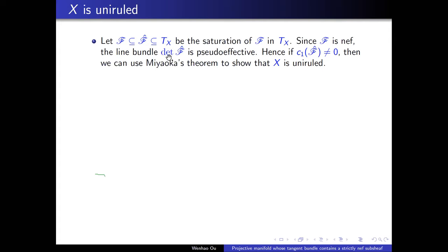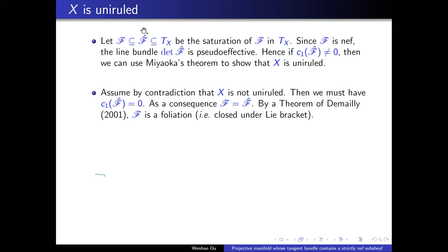But I underline that this is not always known, because we have seen before that there are strictly nef vector bundles which are Hermitian flat, which means that the determinant of F or the determinant of F hat could be zero. Of course, we will show that this is not the case. So we will prove by contradiction that X is uniruled. So with the same notation here, now assume that X is not uniruled, then we must have this guy is zero. So the c_1 of F hat is zero.